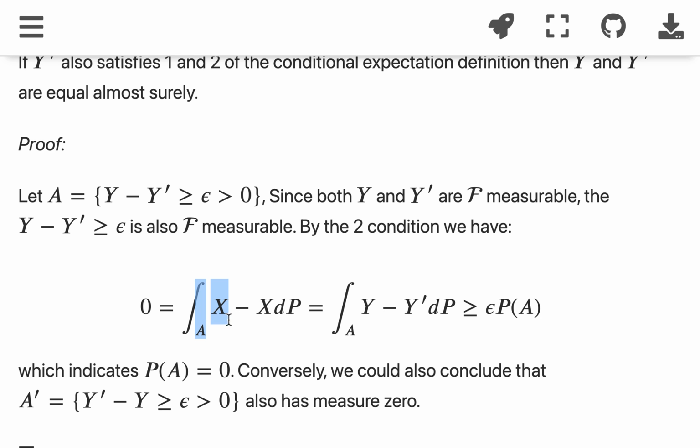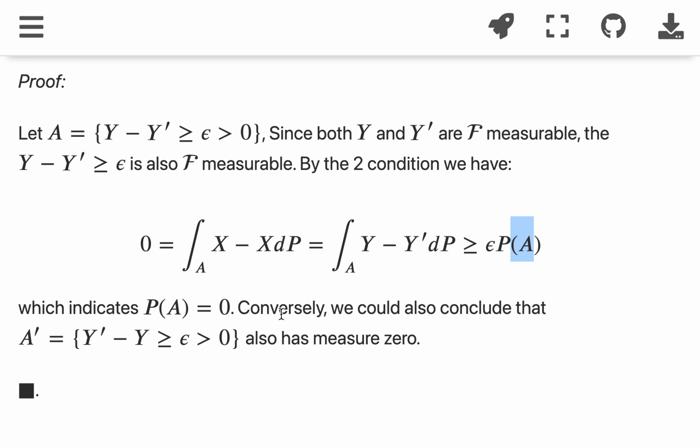So this integral is equal to this one, this integral is equal to this one. So these two are equal, and this is just 0. And this, by definition, is greater than or equal to epsilon times the probability of A. For this to be less than or equal to 0, with epsilon positive, the only thing we have is that the probability of A is 0. And conversely, for the other direction, when y prime is greater than y, this set also has probability measure 0. So that's very easy to see.